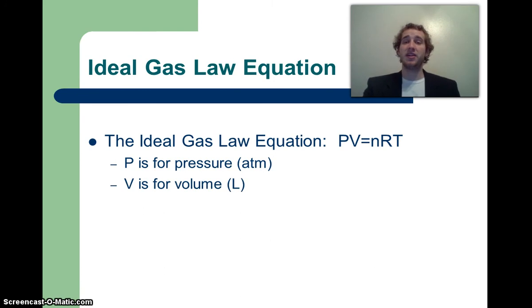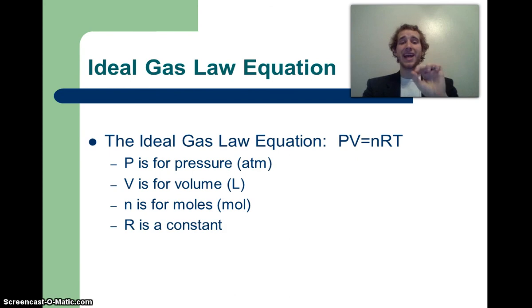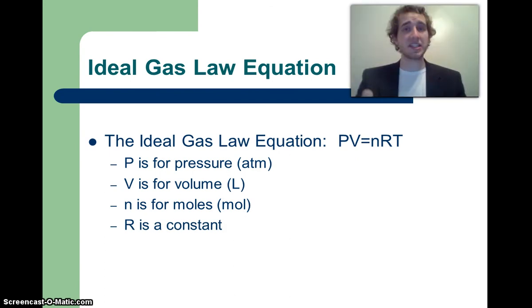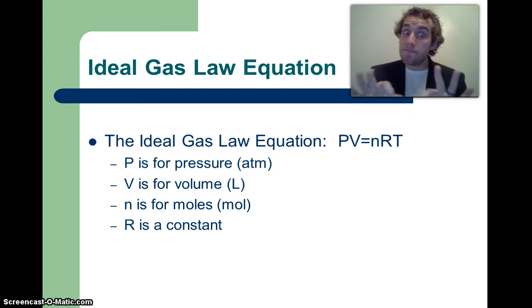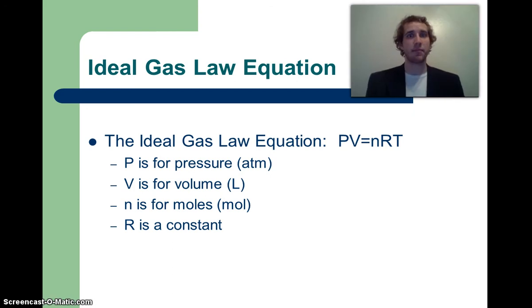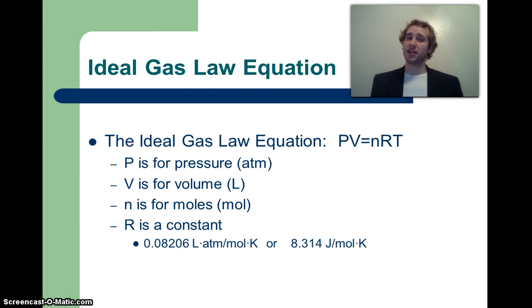P is for pressure in atmospheres. V is for volume in liters. N is for the number of moles. R is a universal gas constant. This is a constant, just like the speed of light. It never changes. It is the same forever. It is just a mathematical number.